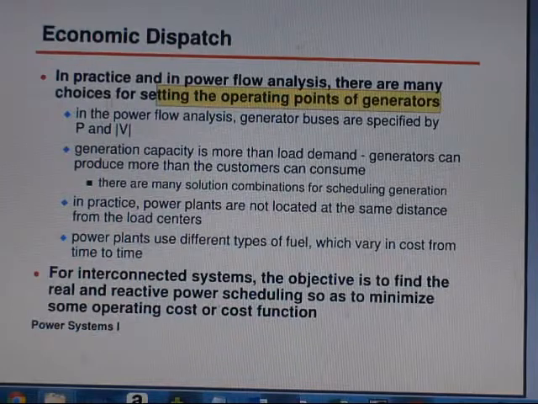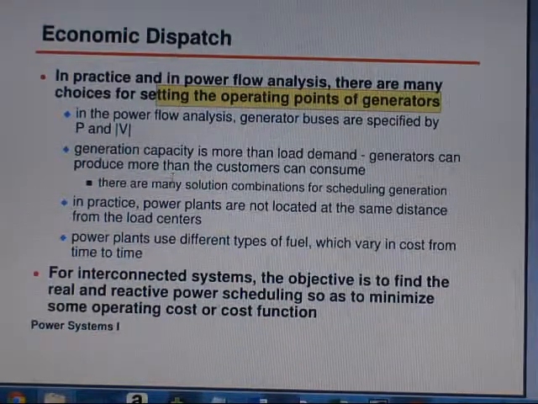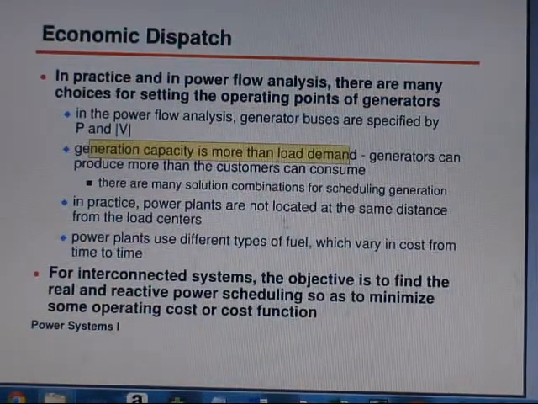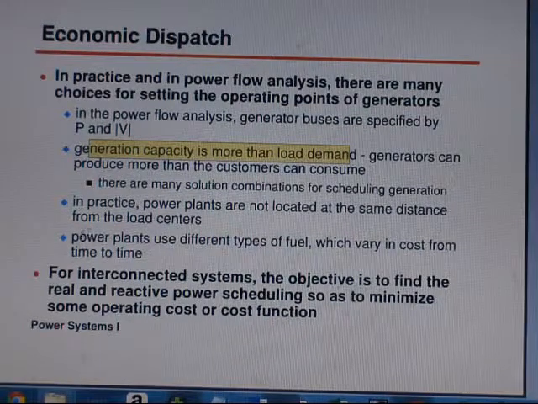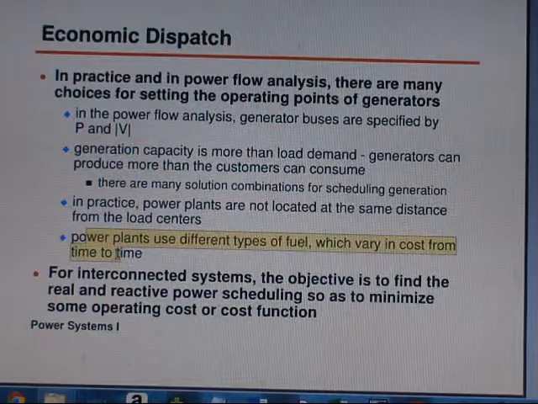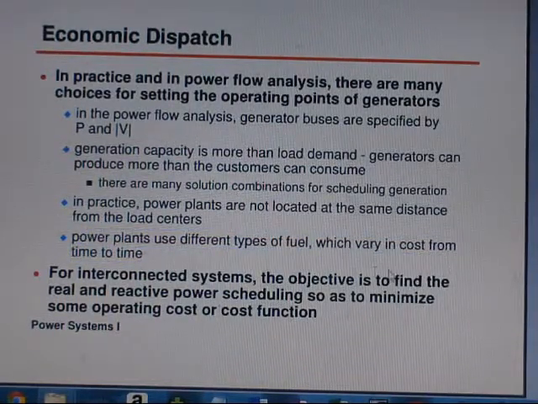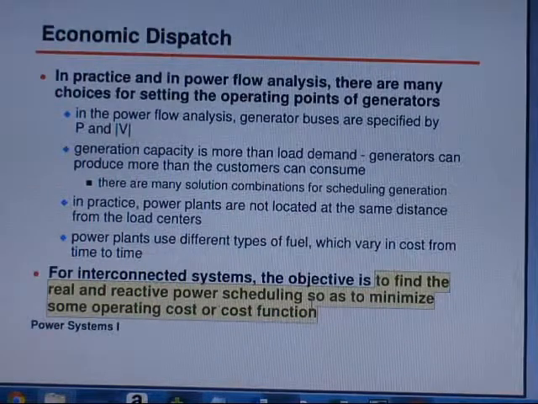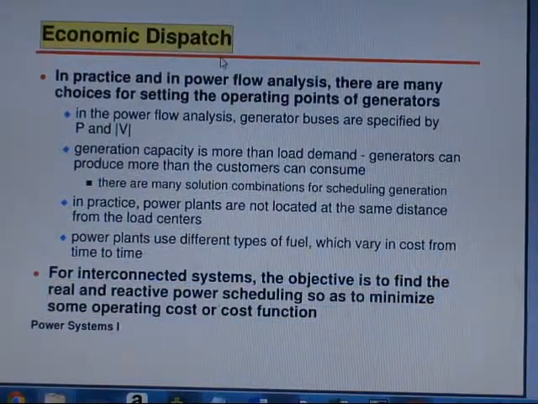The power flow analysis has to utilize the voltage and the power that you have to set up, and the generation capacity is more than the consumer demand. In this case, our power plants will lose generation cost, and they also differ in fuel. So depending on the kind of fuel utilization, the cost will be different. So the objective is to find the real and reactive power scheduling so as to minimize some operating cost or cost function. This is the basic reason to do the economic dispatch.